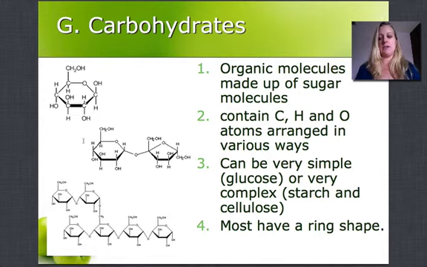So that's a carbohydrate. They can be very simple, like glucose is a very simple sugar, or they can be very complex, like starch and cellulose. Cellulose is in plants. It provides the structure for cell walls, and starch is kind of what the plants store. And most have a ring shape. We call that hexagon, pentagon shape, a ring shape.